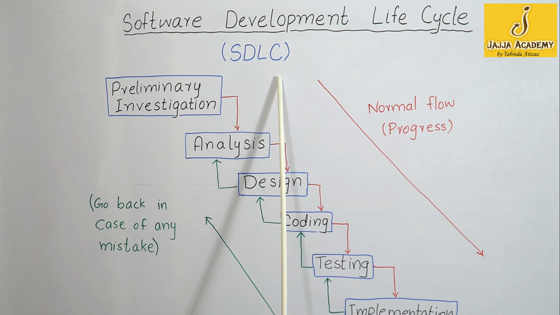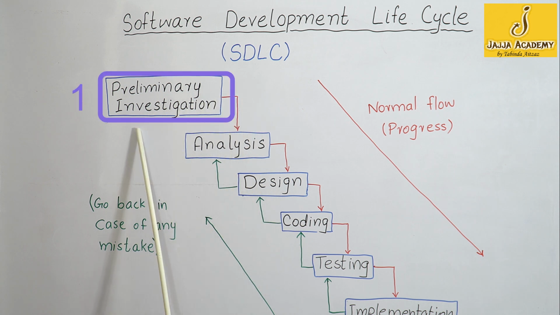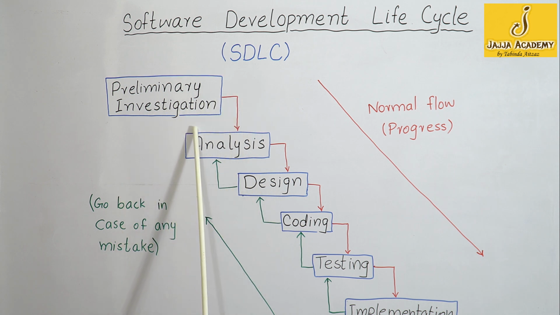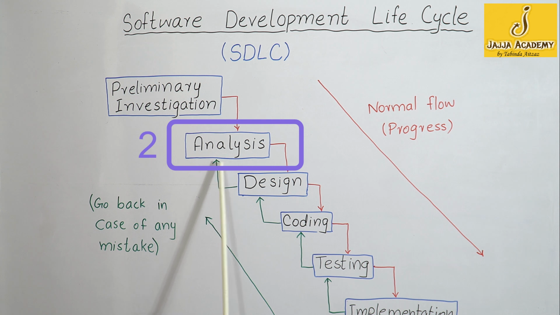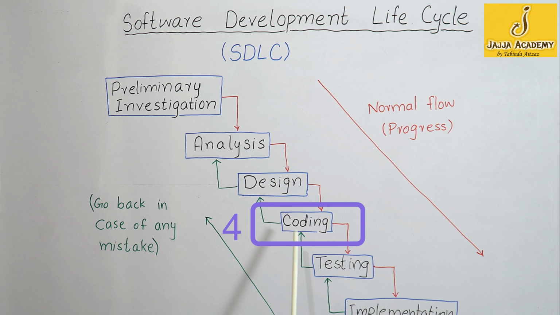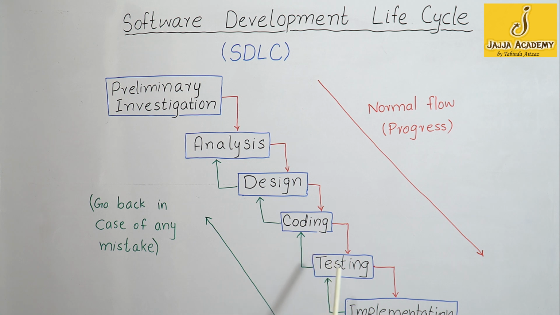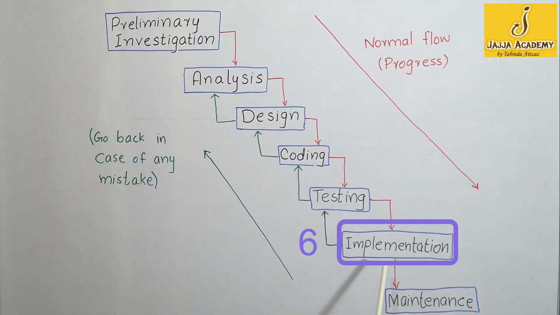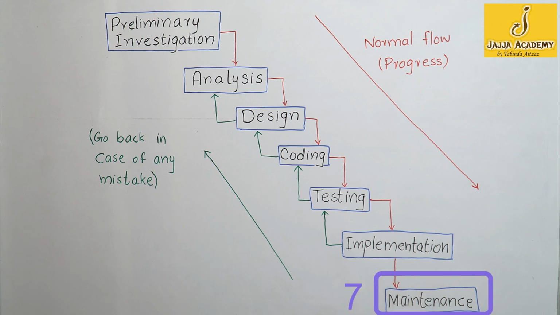SDLC consists of 7 phases. Number 1 is preliminary investigation. Second phase is analysis phase. The third phase is design phase. Fourth is coding phase. Fifth is testing. Sixth is implementation. And the last one is maintenance phase.